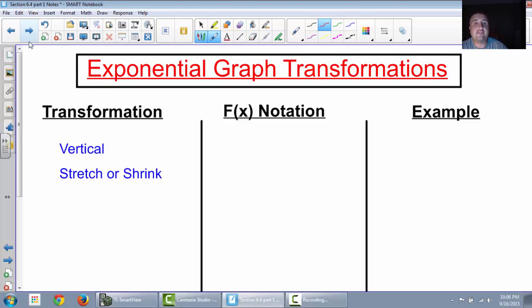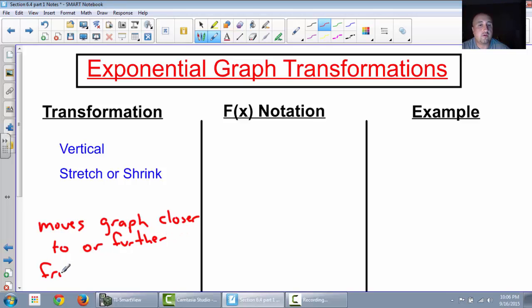And last but not least, we have a vertical stretch or shrink. So this moves the graph closer to or further from the x-axis. Okay, so it's going to stretch it vertically. Okay, it's going to stretch it vertically up and down. All right, and our function notation here is we're going to multiply our whole function by a number. So we're going to take a and we're going to multiply it by the whole function, not just the x value.